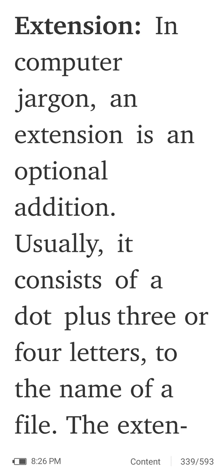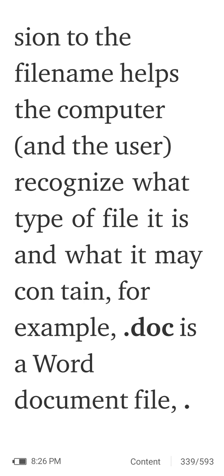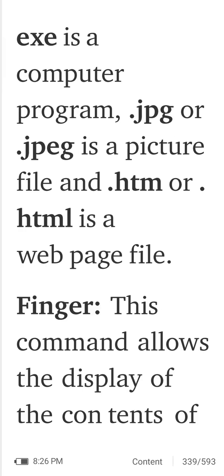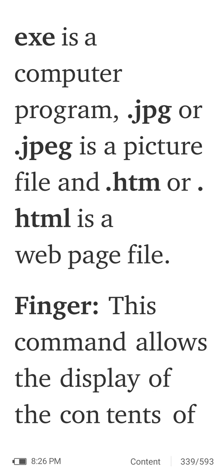Extension. In computer jargon, an extension is an optional addition. Jargon means technical term. So in computer jargon, an extension is an optional addition. Usually it consists of a dot plus 3 or 4 letters to the name of a file. The extension to the file name helps the computer and the user recognize what type of file it is and what it may contain. For example, .doc is a Word document file, .exe is a computer program, .jpg or .jpeg is a picture file, and .html or .htm is a web page file.